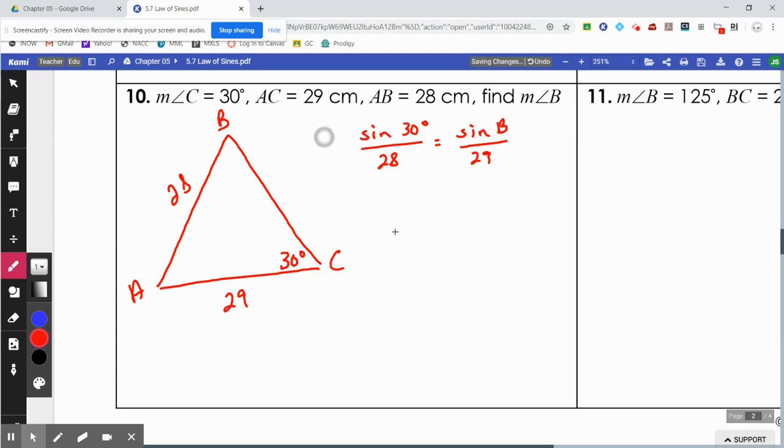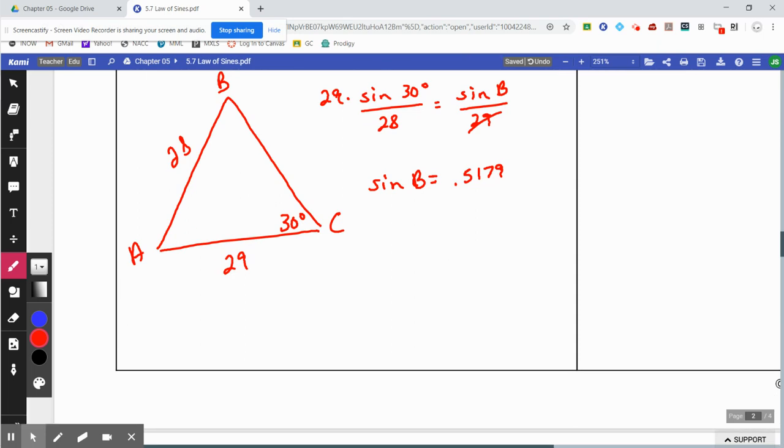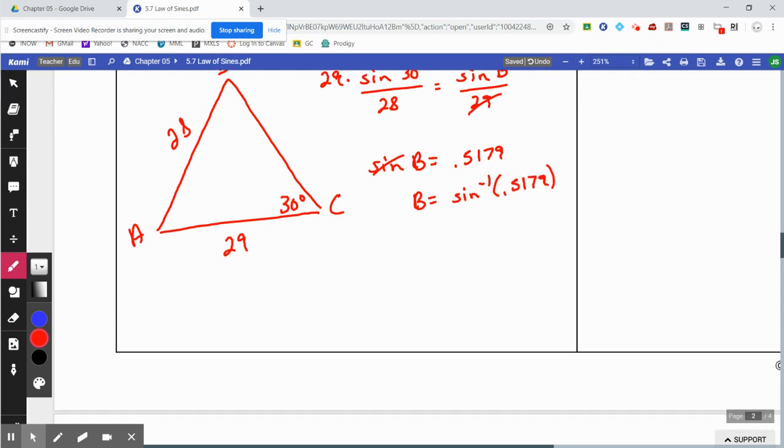However, to do this, we're going to mark out the 29. We're going to multiply by it, and that gives us the sine of B is equal to, again, 29 times 1/2 divided by 28. That's going to give you a value of 0.5179. So to find angle B, we're going to move our sine over by doing the inverse sine of 0.5179. And again, remember that this could have a possibility of two different answers.